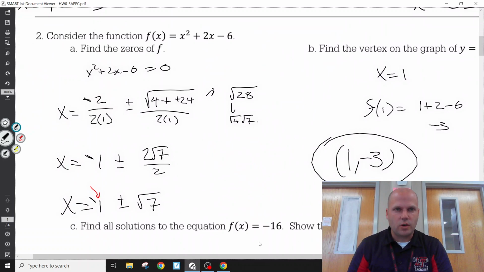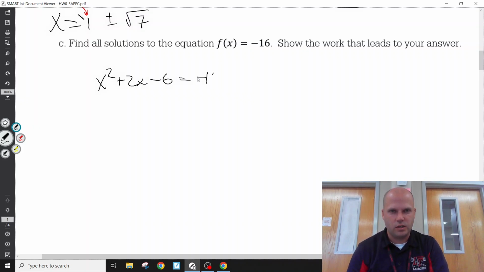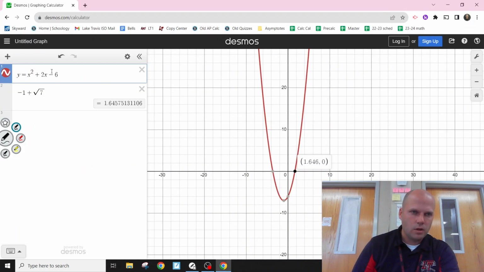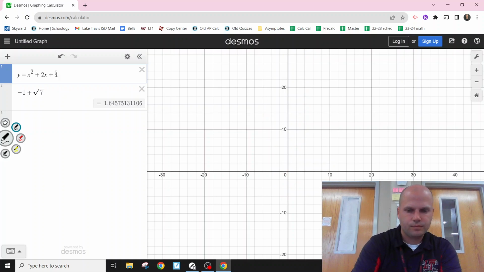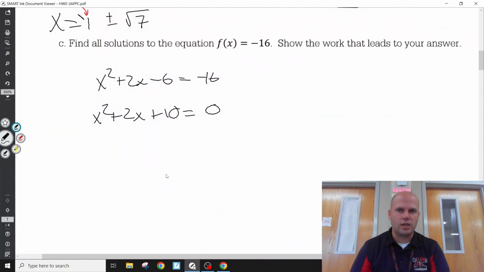Find all solutions to the equation. This equals negative 16. So I'm going to take the equation x squared plus 2x minus 6 and set it equal to negative 16. To solve this, I'm going to get everything onto one side. Add 16. 16 minus 6 is 10. I'm feeling like there are going to be some complex solutions. Yep. So there are solutions to this. They're not actual numbers. They're imaginary numbers.